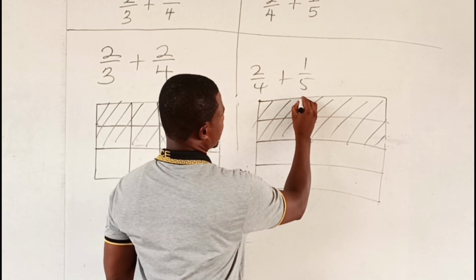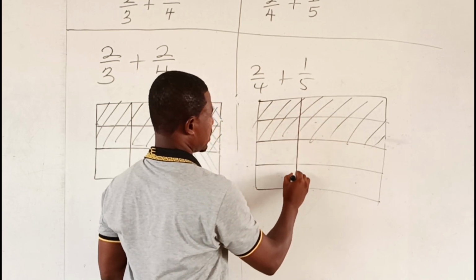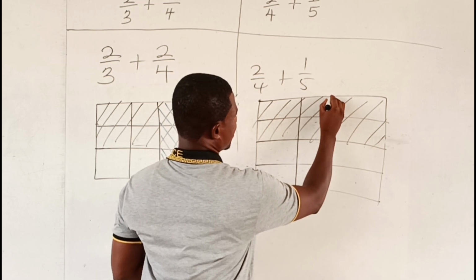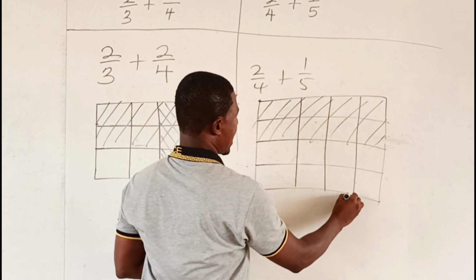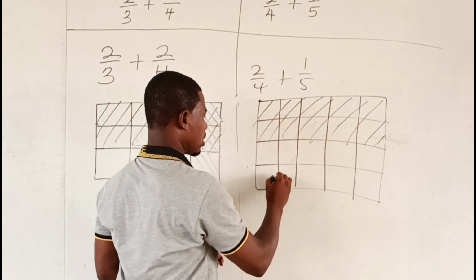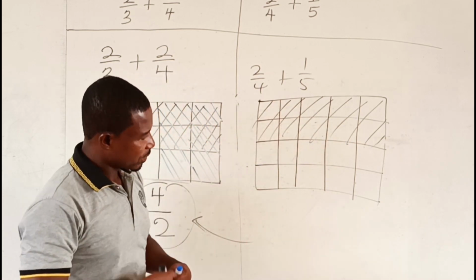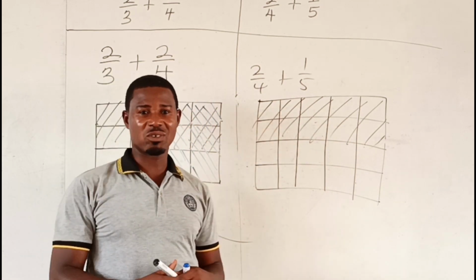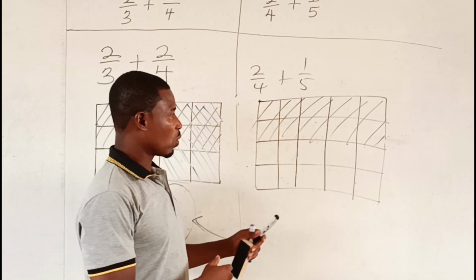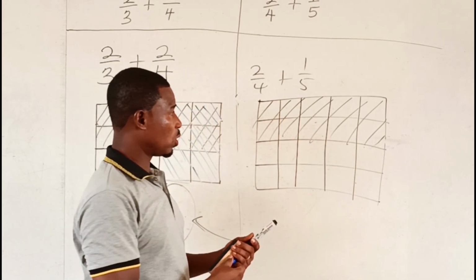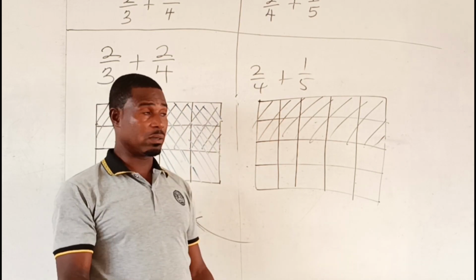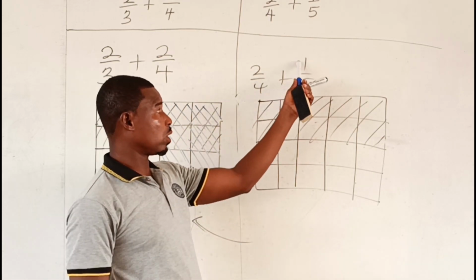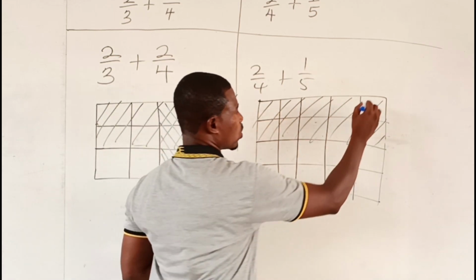Let me try and get the accuracy at least a bit close to it. I think I've tried. So let's go on. We have divided it into 5 parts. Now let's do the shading, the second shading. We are supposed to shade only 1 part. And so let's go.